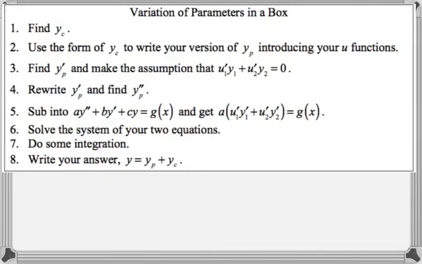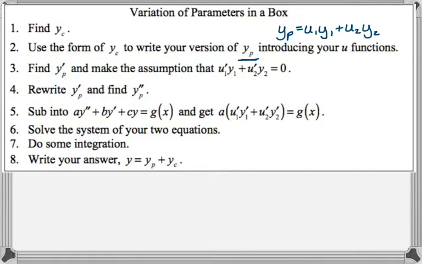First thing you do is find y sub c, which is: take the differential equation and make it homogeneous, so set it equal to 0 instead, and then figure out the solution to that. Then you look at the solution you got there, and you basically say the particular solution, y sub p, probably looks a lot like the solution that we just got. So your y sub p is going to end up looking like u1 y1 plus u2 y2, where u1 and u2 are actually just functions of x.